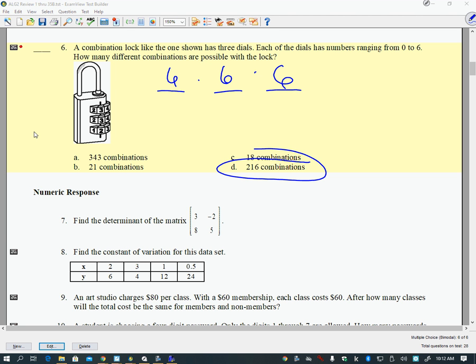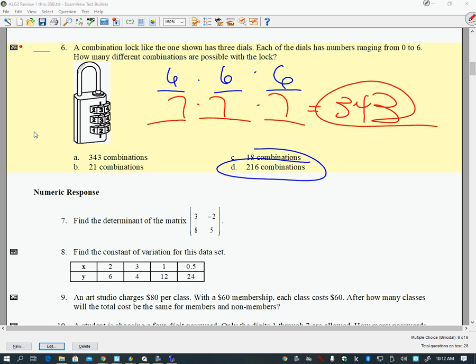Here, count from 0 to 6. Count on your hand. 0, 1, 2, 3, 4, 5, 6. There's 7 numbers. Right? 7 times 7 times 7 is 343 combinations. Yeah, because I helped you.